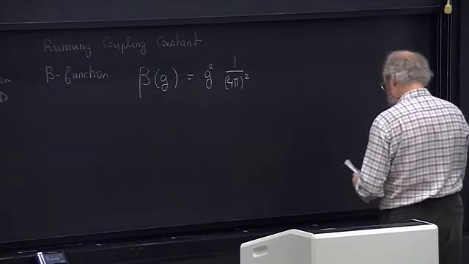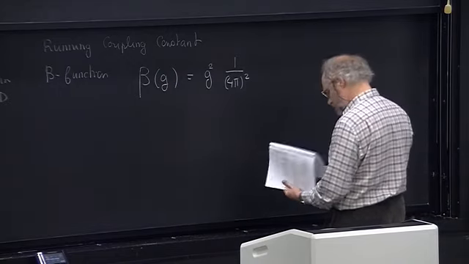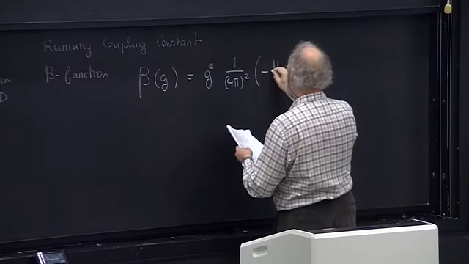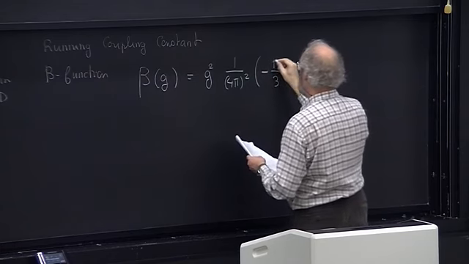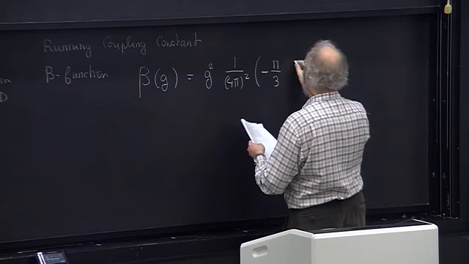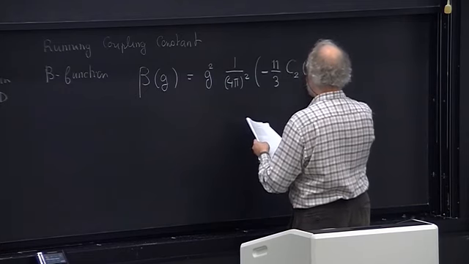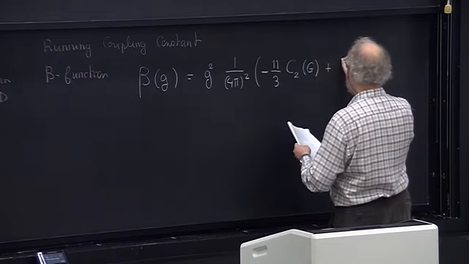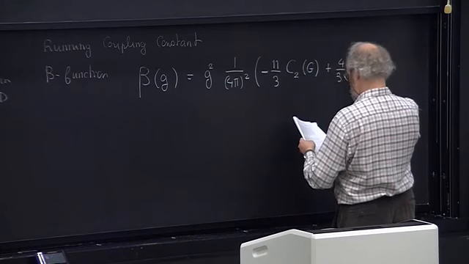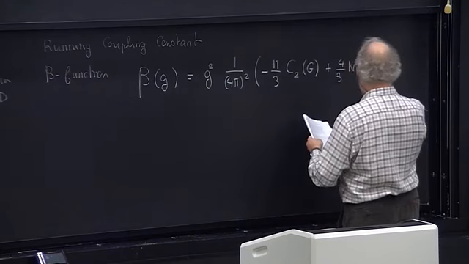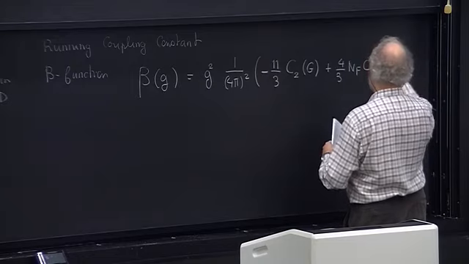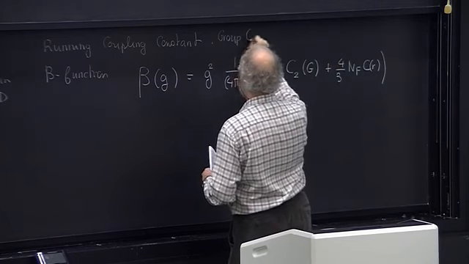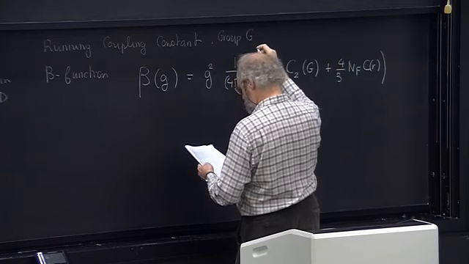this is given by, okay, I'm going to give the final result as you find it in textbooks. For a general group, this is minus 11 divided by 3. Don't ask me where this comes from, it comes from the diagrammatics. And the coefficient that depends on the group, C2 of G. And if you have fermions, Dirac fermions, you have a 4/3 NF and the coefficient C of R. I'm going to explain what this is before. Forget about that. So we have a group G. Let's assume that it's simple.